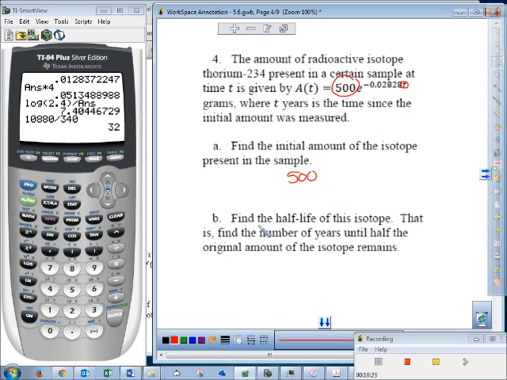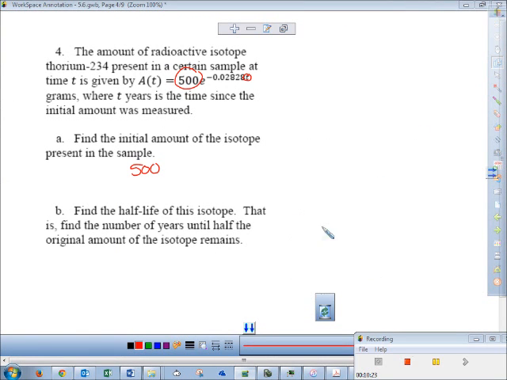It says find the half-life of this isotope. That is the number of years until half the original amount of the isotope remains. So let me put this in a full window real quick. There's two ways you could think of it. Do you know how much you started with? We started with 500. What's half of that? So you'd need to know when you have 250 equals your formula that they provided.